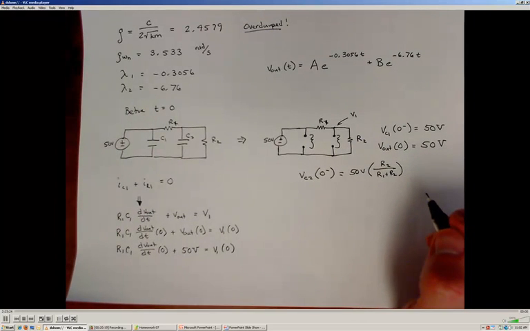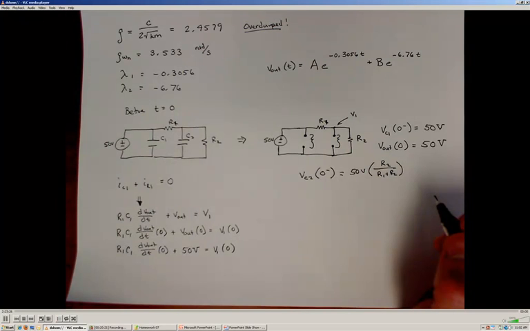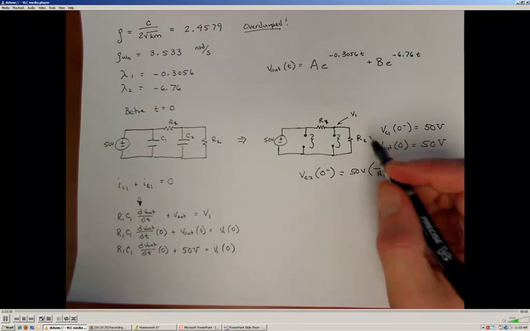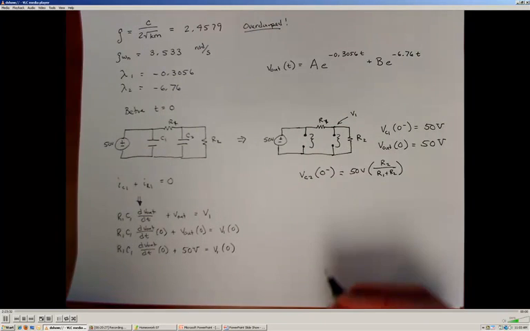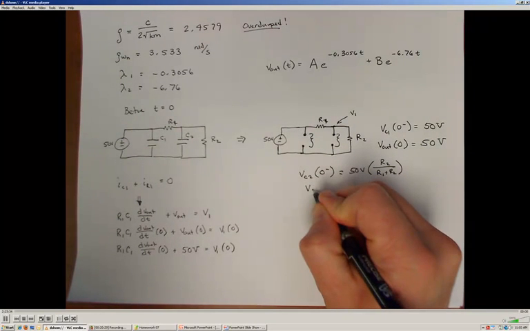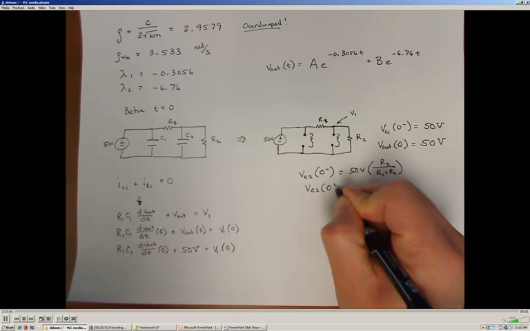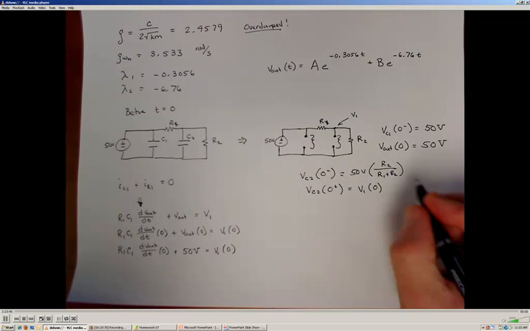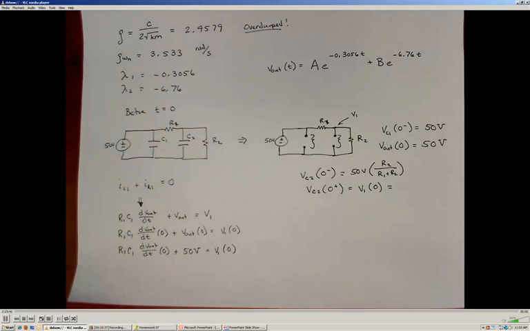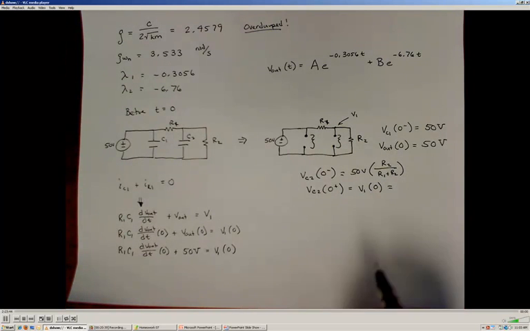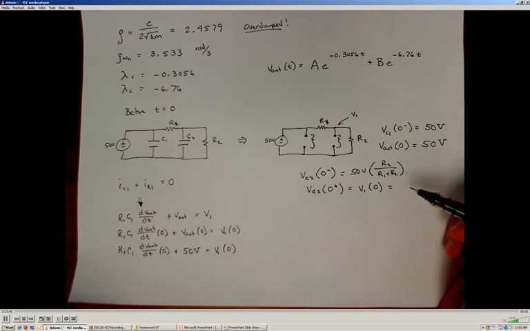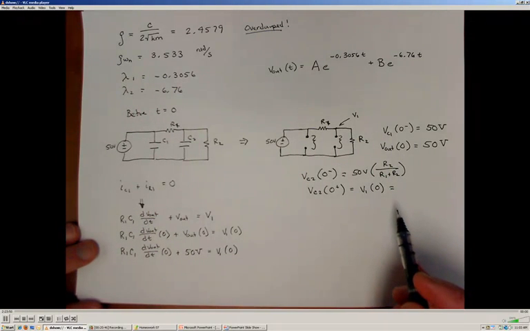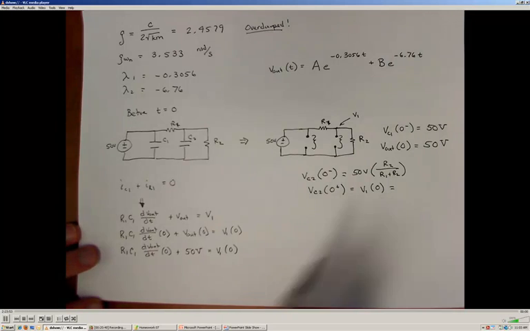Okay, and I know that since the potential across the capacitor C2 can't change instantaneously, that means that VC2 right after the switch opens is equal to V1 at time 0. And that's going to give me the value if I evaluate that. Unfortunately I have not evaluated that, so I'll leave that to you to evaluate.